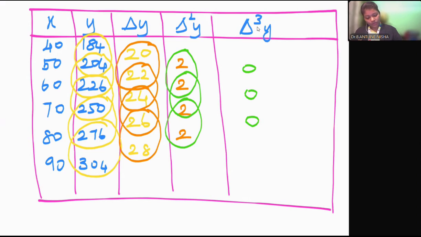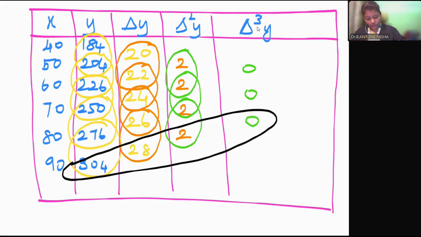Now, we got the values to substitute in the formula. So, what are all the values? For backward, we have to concentrate on these last values. Okay. So, this is taken as yn. This is del yn. This is del square yn. This is del cube yn.